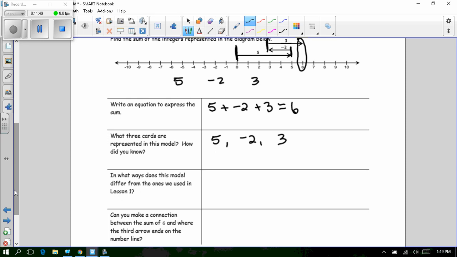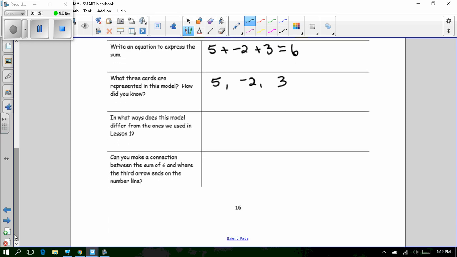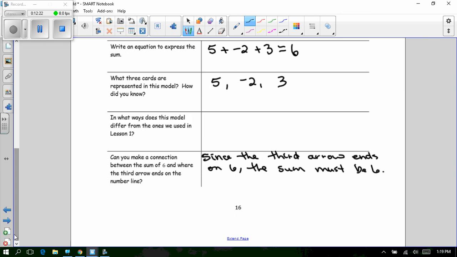I'm going to drop down to, can we make a connection between the sum of 6 and where the third arrow ends on the number line? Well, since the third arrow ends on 6, that must mean the answer is 6, right? Since the third arrow ends on 6, the sum must be 6. Okay?